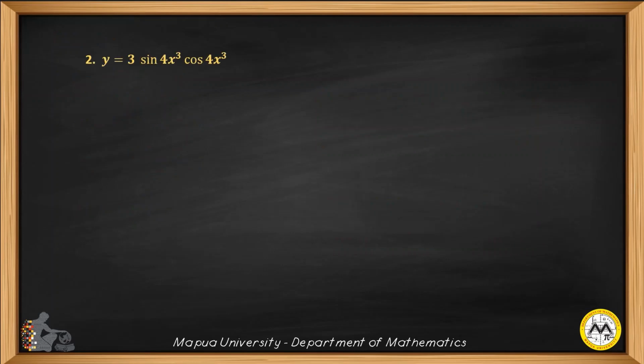Now let us look at the case of y defined as 3 times sine of 4x cubed times cosine of 4x cubed. In differentiating this function, we will be applying the rule to differentiate a product, considering that what we have here is a product of sine of 4x cubed with cosine of 4x cubed.